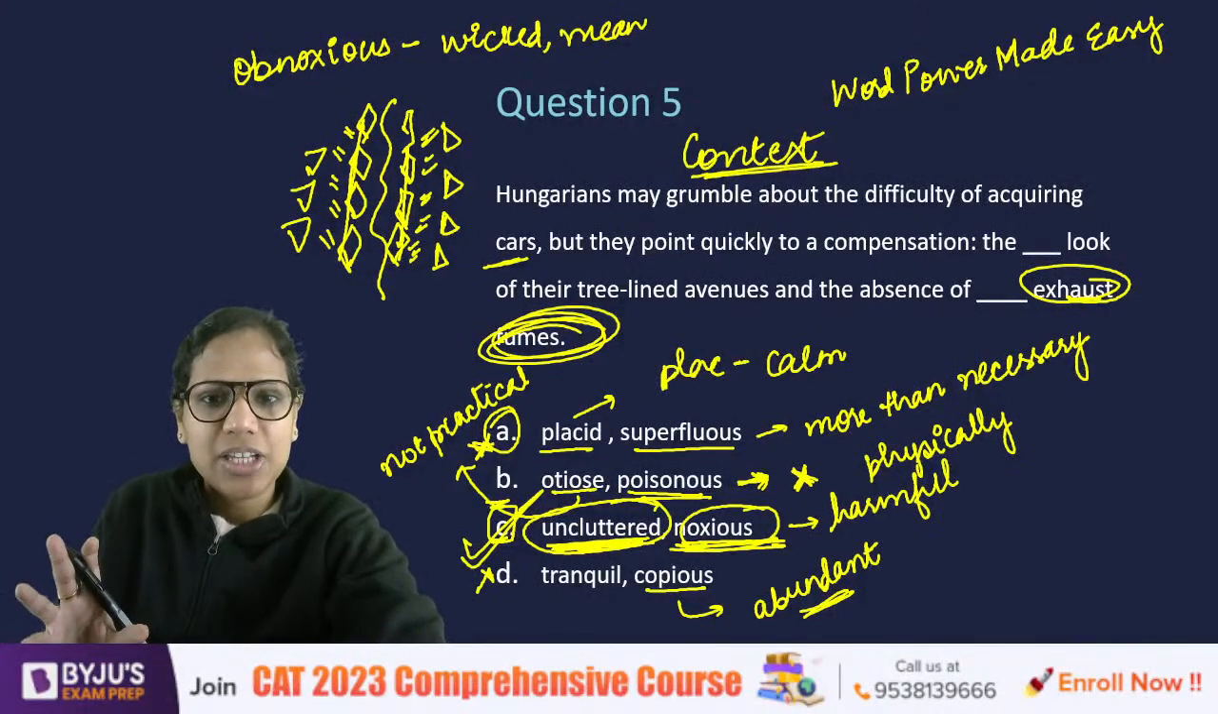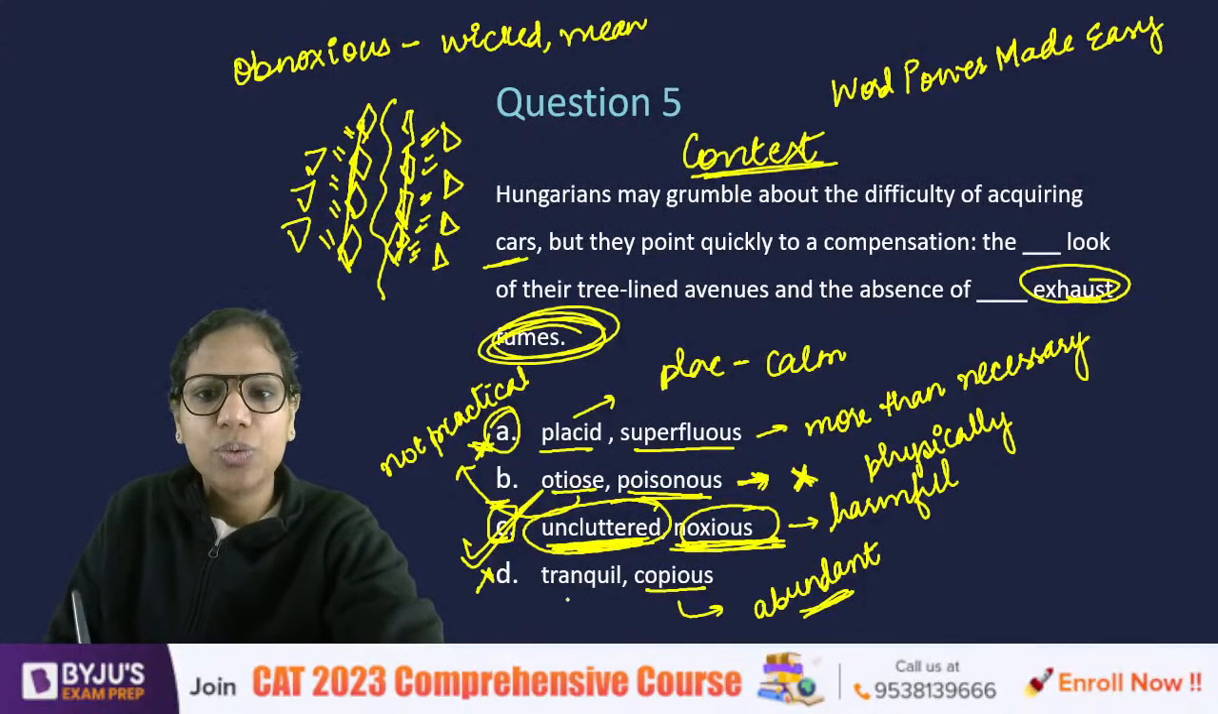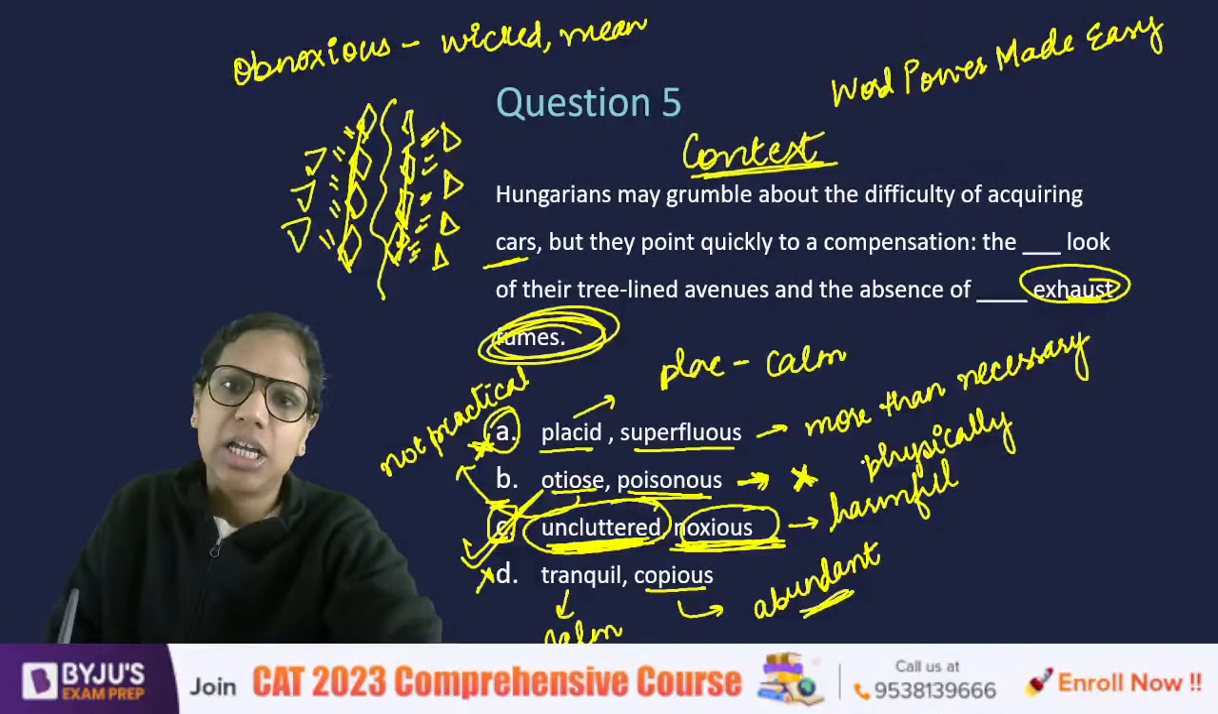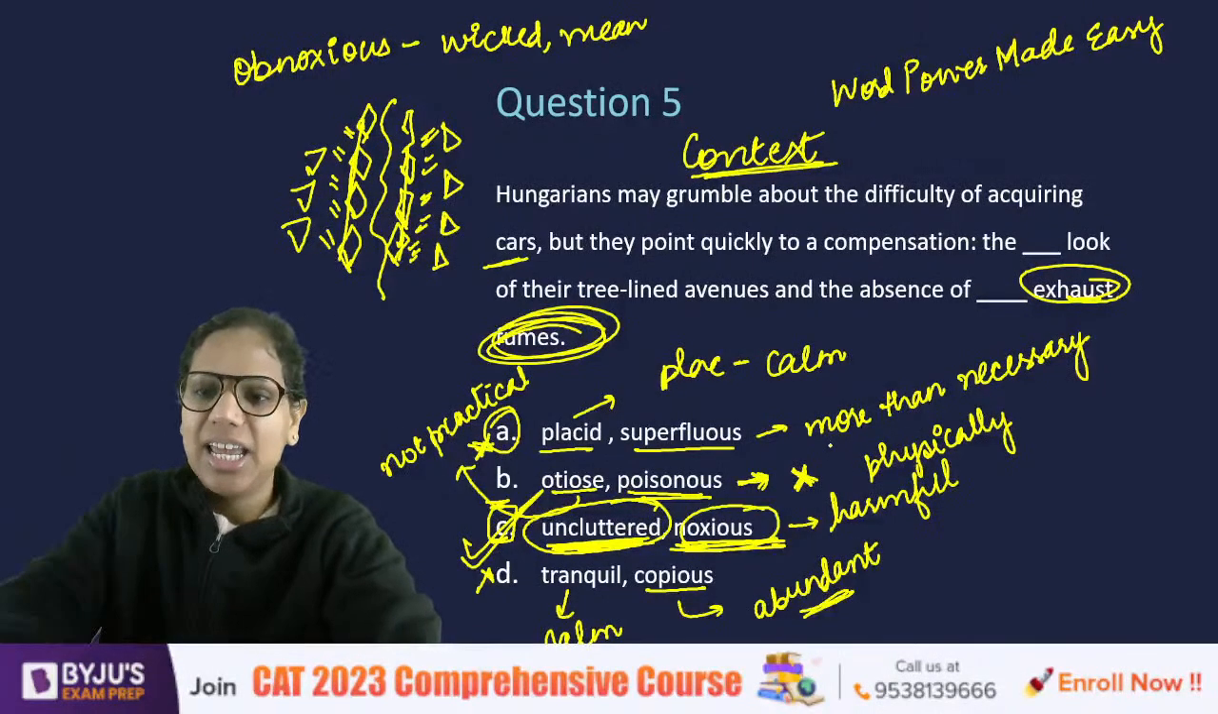Does it make sense to you? Why C is the answer? All the words are clear. Tranquil also means calm. Placid also means calm. Copious is abundant. Superfluous is so much that it becomes redundant. Noxious is physically harmful. Right?